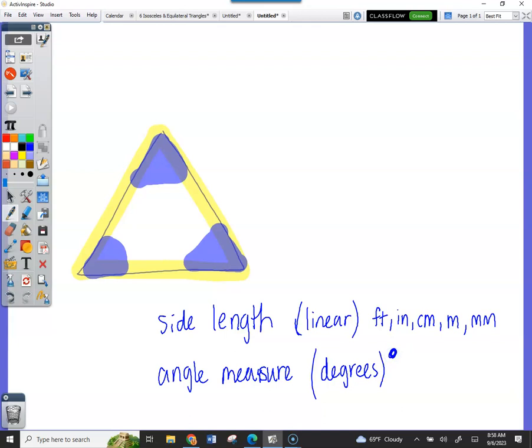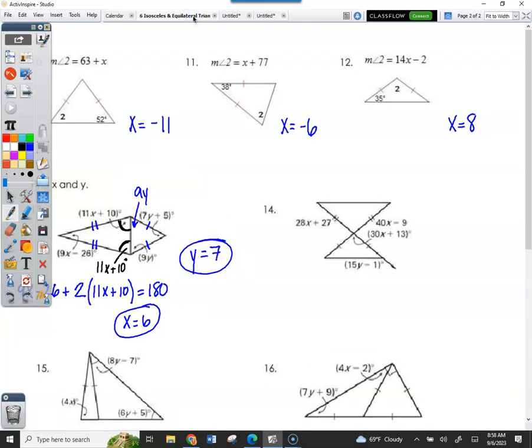Degrees. Now, I say that because look at number 14. There's a mix of information here. Some of it's linear, meaning the side length. Some of it's angle measures. You cannot mix those two together. You will never set an equation up with a side length and an angle measure in the same equation. Never, ever. That's because one's linear and the other one's angle measure.